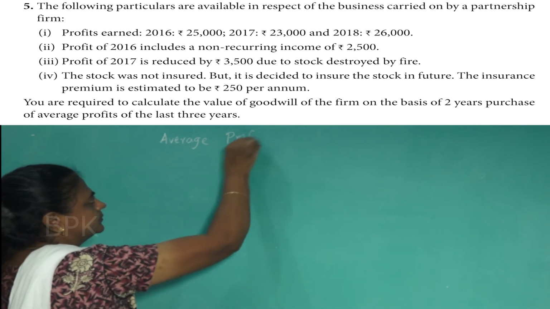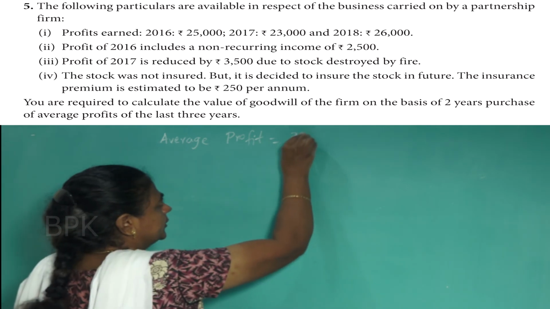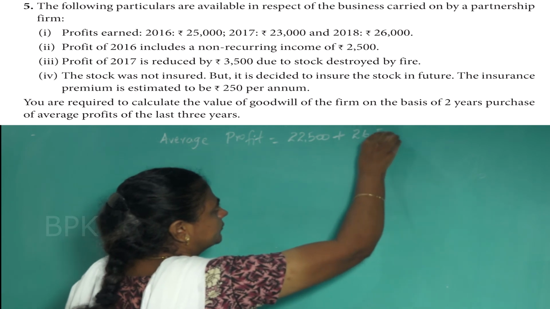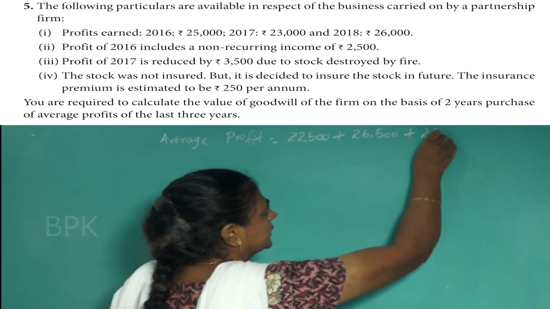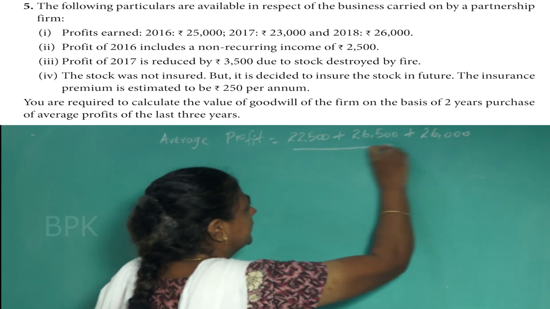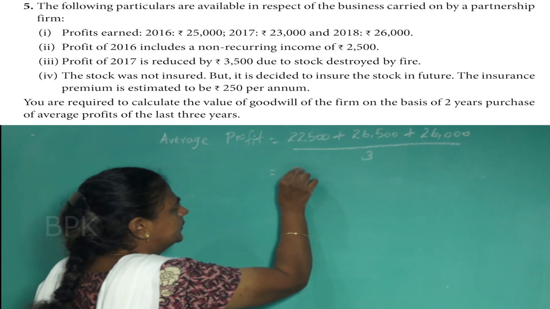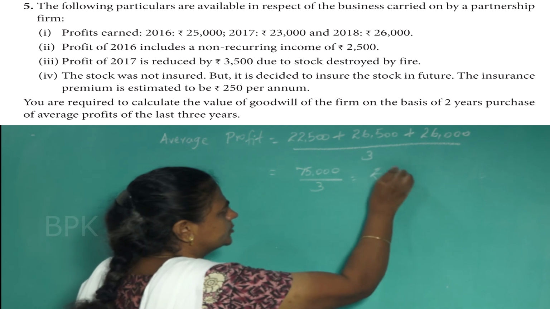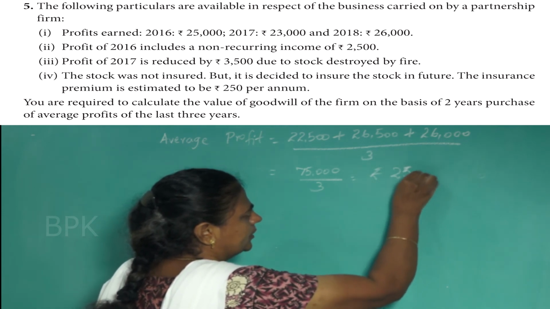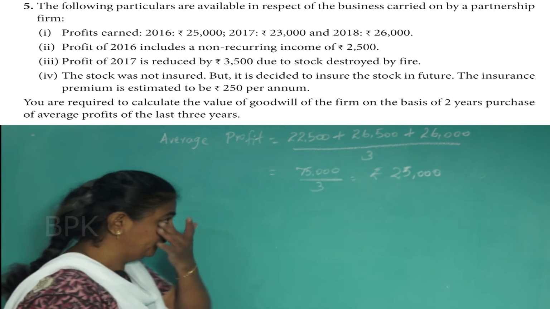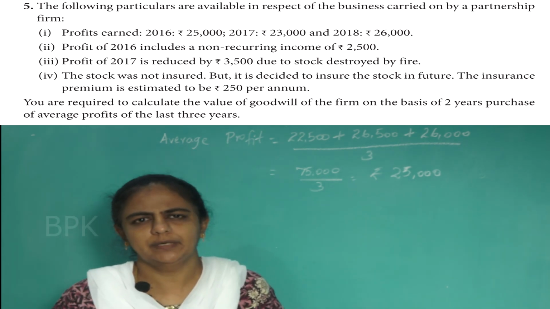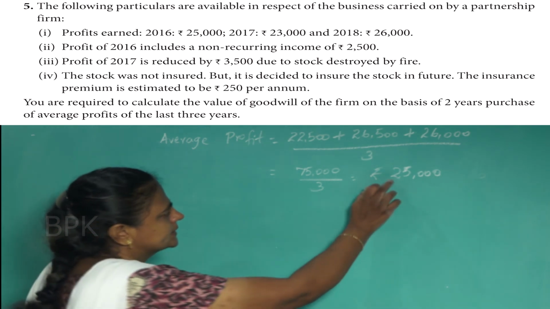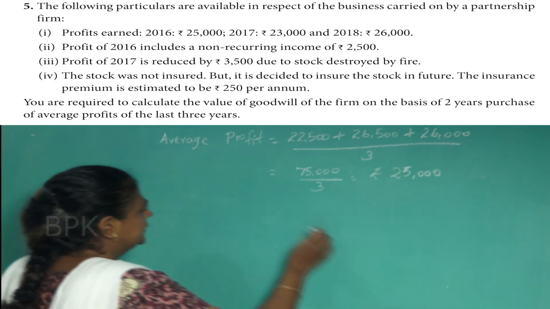Average profit is equal to 22,500 plus 26,500 plus 26,000 divided by 3. So, that will give you 75,000 divided by 3, that will give you rupees 25,000. This is your average profit. But see the question, we have to pay the insurance premium also. Insurance premium you have to pay. So, what you have to do? From this average profit you have to deduct the insurance premium.